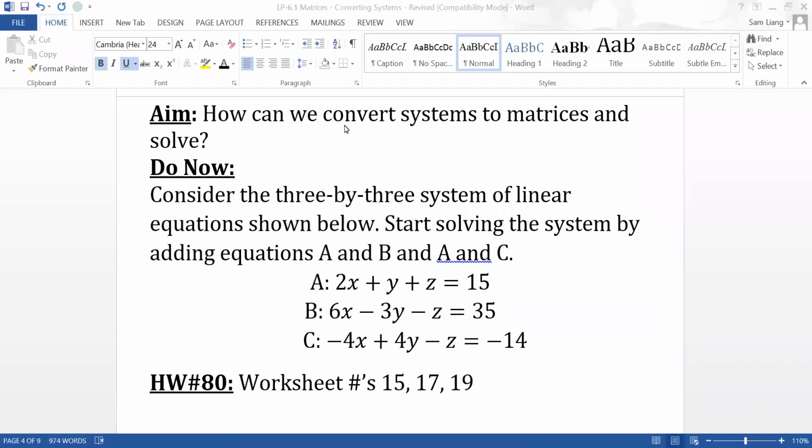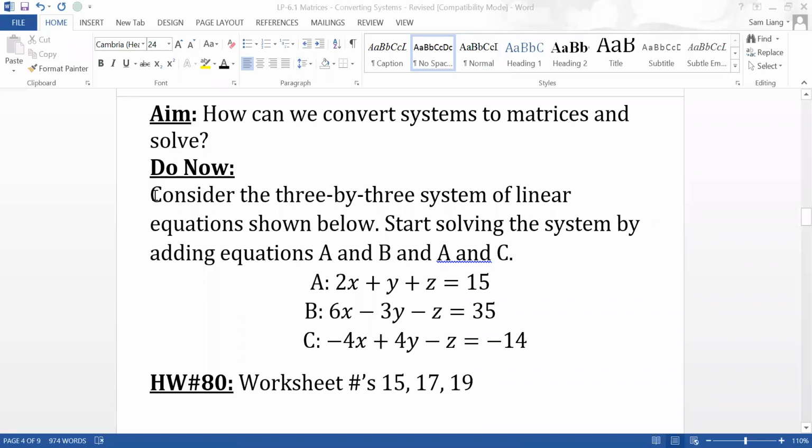Alright, good afternoon everyone. So today we're actually going to start a new unit. We're going to talk about matrices for these next several lessons. And our aim for today is how can we convert systems to matrices and solve.